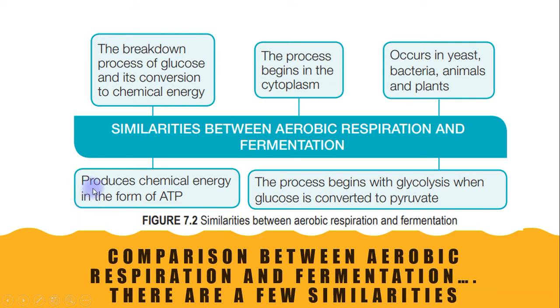Okay, number 4. Both processes produce chemical energy in the form of ATP. So at the end of the process, energy is produced in the form of ATP. Last one, both processes begin with glycolysis, when glucose is converted to pyruvate. What is glycolysis? It is a chemical reaction that converts glucose into pyruvate. Okay, so these are the similarities of aerobic respiration and fermentation.